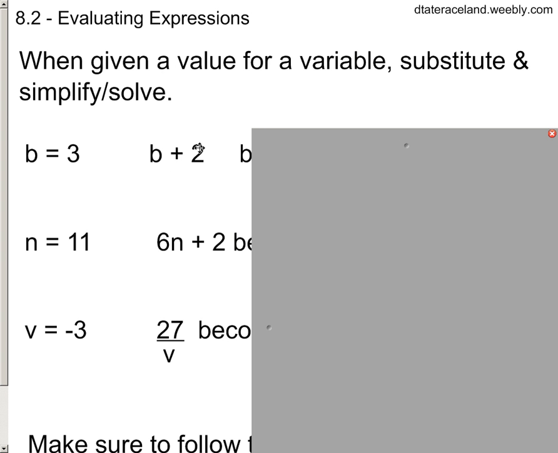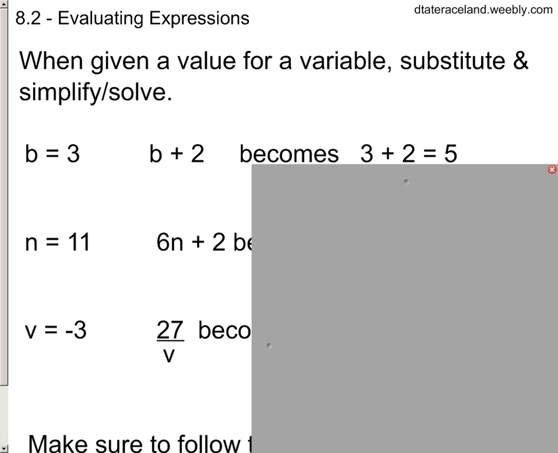So like b plus 2. So here's an expression. There's no equal sign, and they've now told you that b equals 3. So what we have to do is make that b into a 3, and then we simplify it, okay? Or solve, but usually we'd say evaluate an expression. Evaluating expressions where they give you the value of the variable, and you plug it into the expression, and then you take it as far as you can. So here's the answer, 5.